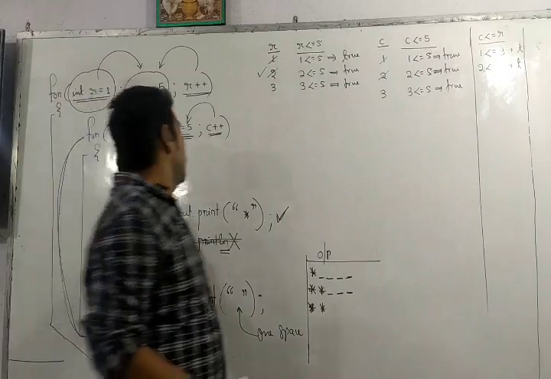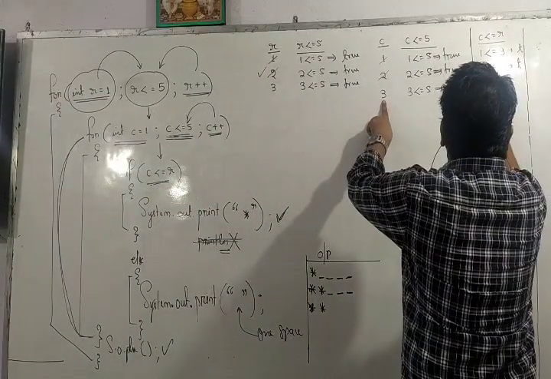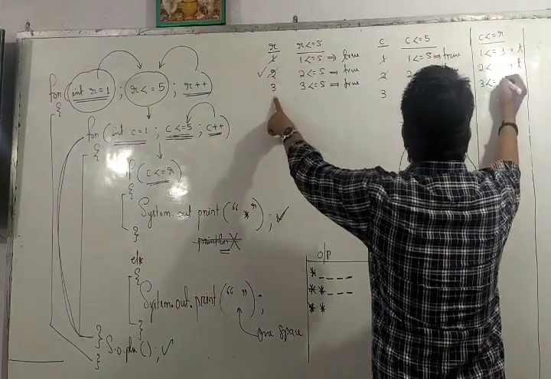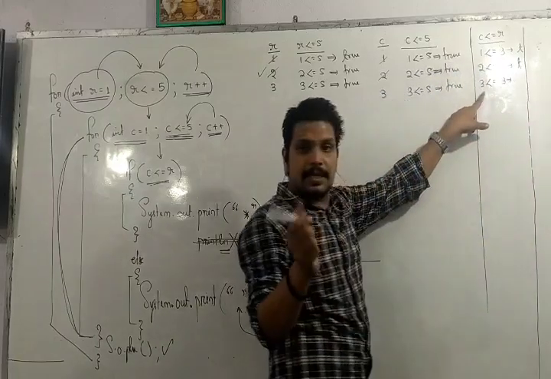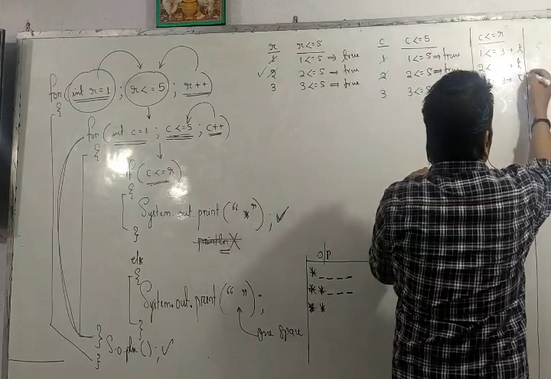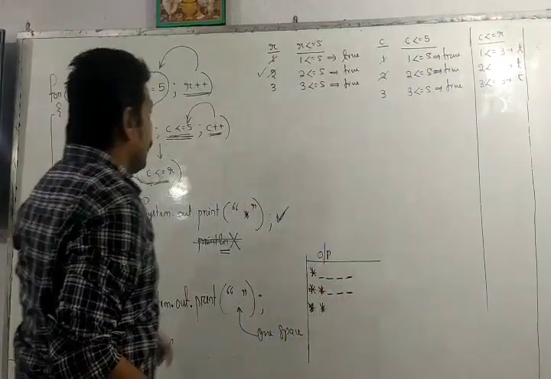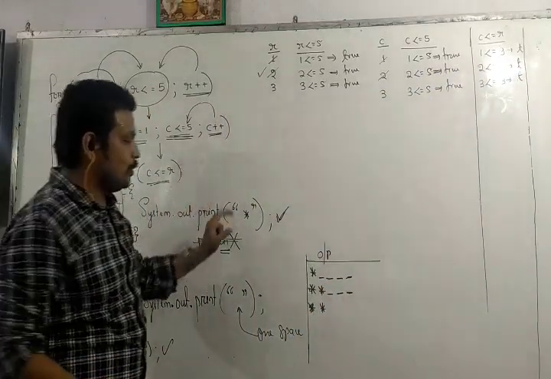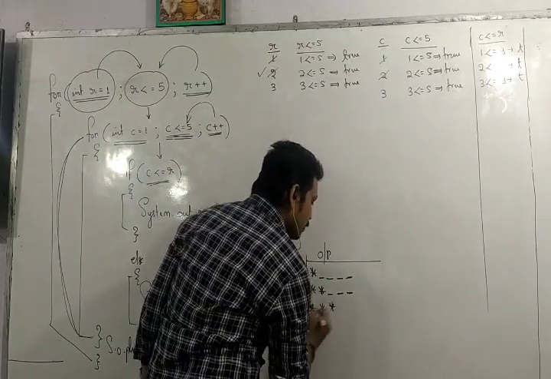Check one more condition. C less than equal to R. What is the value of C? 3. 3 is less than equal to R. R is 3. 3 is less than 3? No. 3 is equal to 3? Yes. If it is yes, it's true. If it is true, then this part will be executed and one more star will be printed.